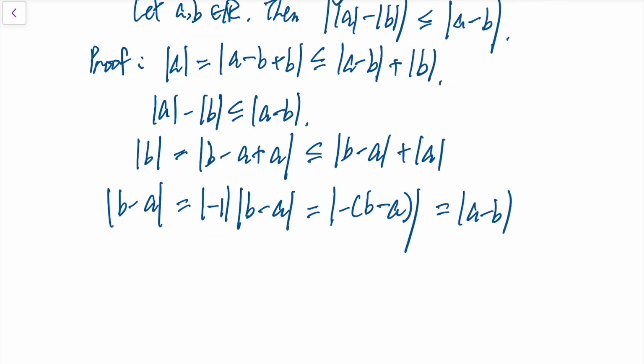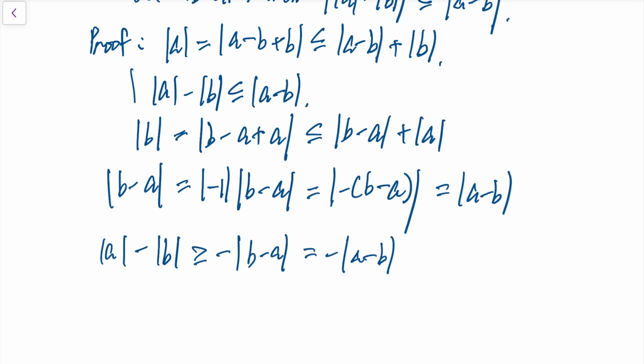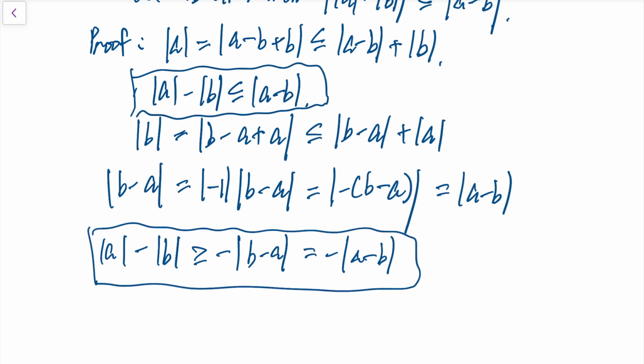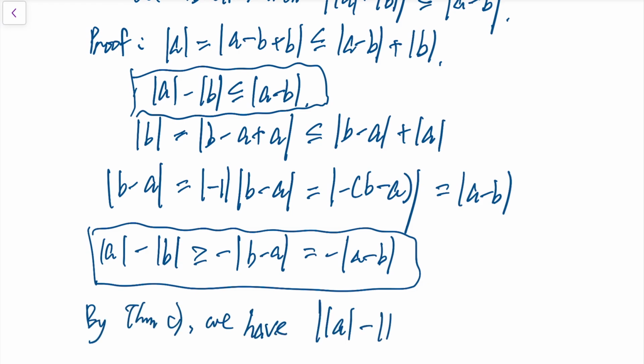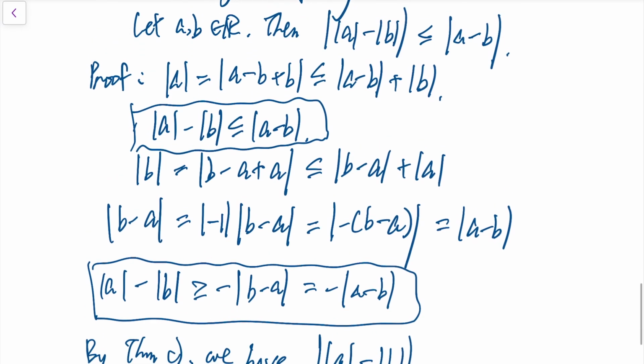We know that the absolute value of A minus the absolute value of B is greater than or equal to the negative of the absolute value of B minus A, which is the negative of the absolute value of A minus B. Now we notice these two equations. By theorem C, the absolute value of A minus the absolute value of B is smaller than or equal to the absolute value of A minus B.